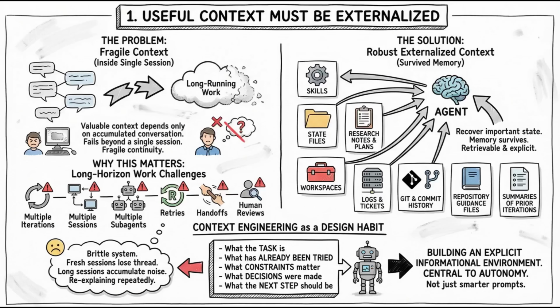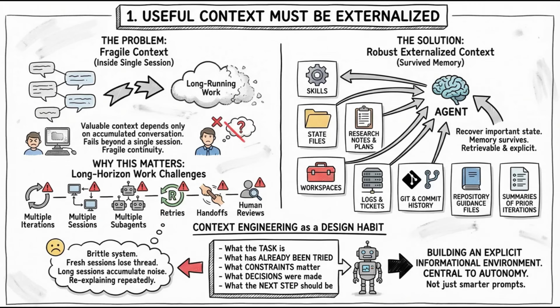Let's dive in. Let's dive into one of the most important lessons in agentic engineering. Useful context must be externalized. When building autonomous systems, it is incredibly tempting to rely on an accumulated conversation to keep the agent on track. But for long-running work, this approach is fundamentally flawed. You need a memory system that survives beyond a single session.